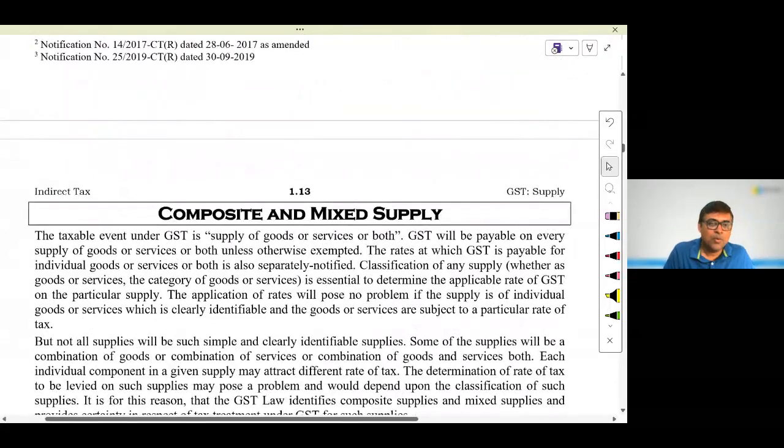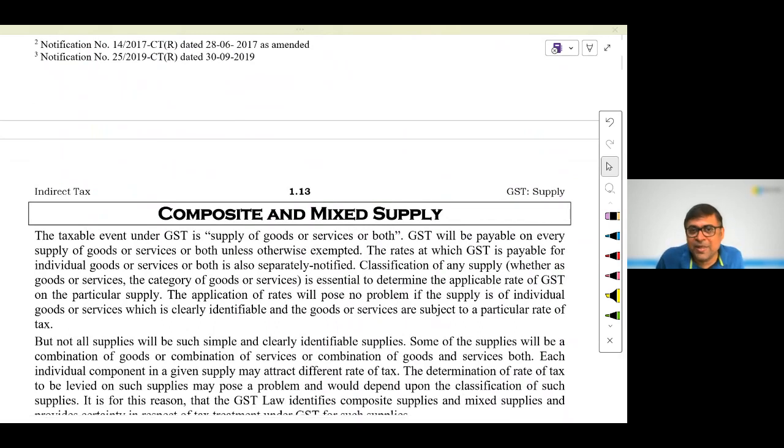Now comes my second topic. I'm covering at very rapid speed, trying for maximum coverage. Any question till now on supply? Giving an overview of certain chapters within a couple of hours is my goal.